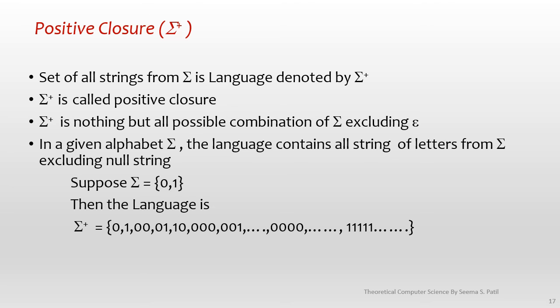Suppose the same example, that is sigma equal to {0, 1}. Then the language is sigma plus, which is equal to everything, that is 0, 1, 00, 01, 10, 11, and so on. Combination of all these lengths, that is length 1, length 2, length 3, like this. But there is no epsilon. In sigma plus, there is no epsilon.